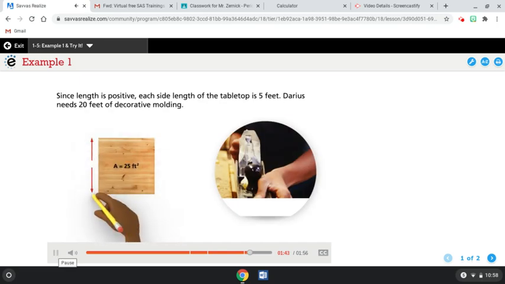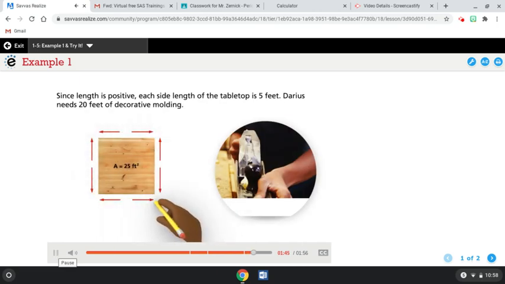The length of each side of the tabletop is 5 feet. Darius needs a total of 20 feet of decorative molding. Now you know how to solve an equation using a square root.